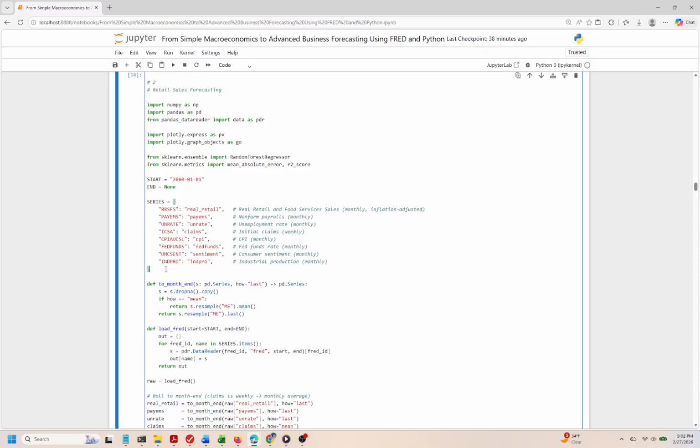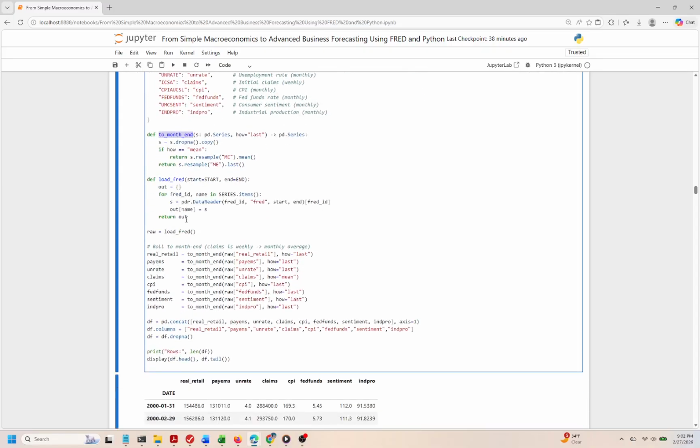Notably, we're using the Pandas Data Reader library to fetch this data from the Federal Reserve Economic Data, or FRED, which ensures we're working with reliable and timely information. We also define a function, toMonthEnd, that converts our data into a monthly format. It can take either the last available data point or the average for weekly data, like initial claims for unemployment, which is important for making sure our comparisons are meaningful.